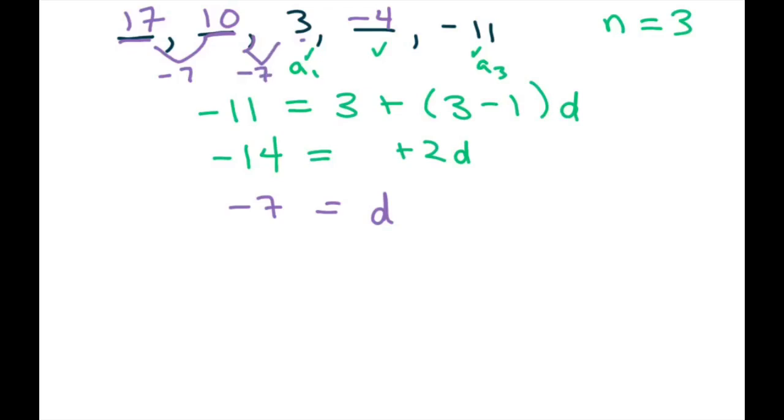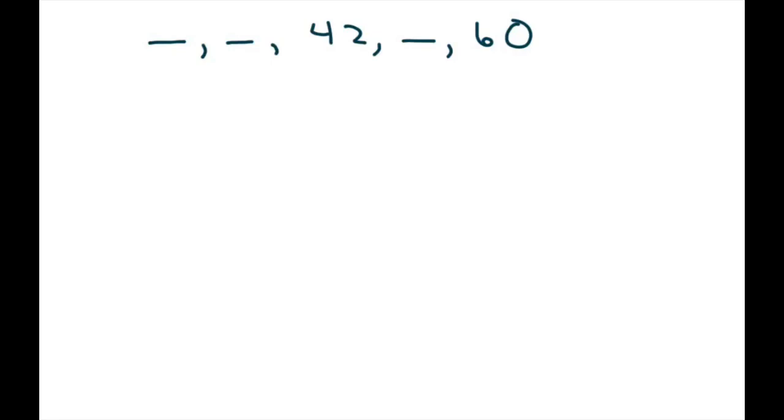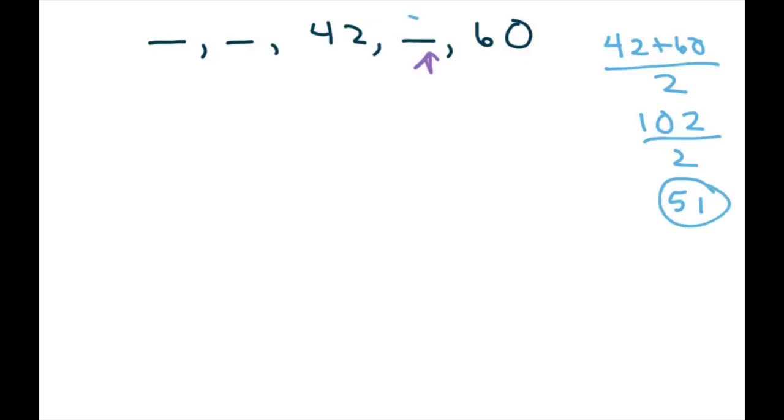Alright, and this one, we could try to do something different. We can try to find the midpoint. You want to do it that way. There's different ways to do these problems. If you want to do the midpoint, you add the two numbers together, divide by 2. So this would be 102 divided by 2 equals 51. So this is 51.